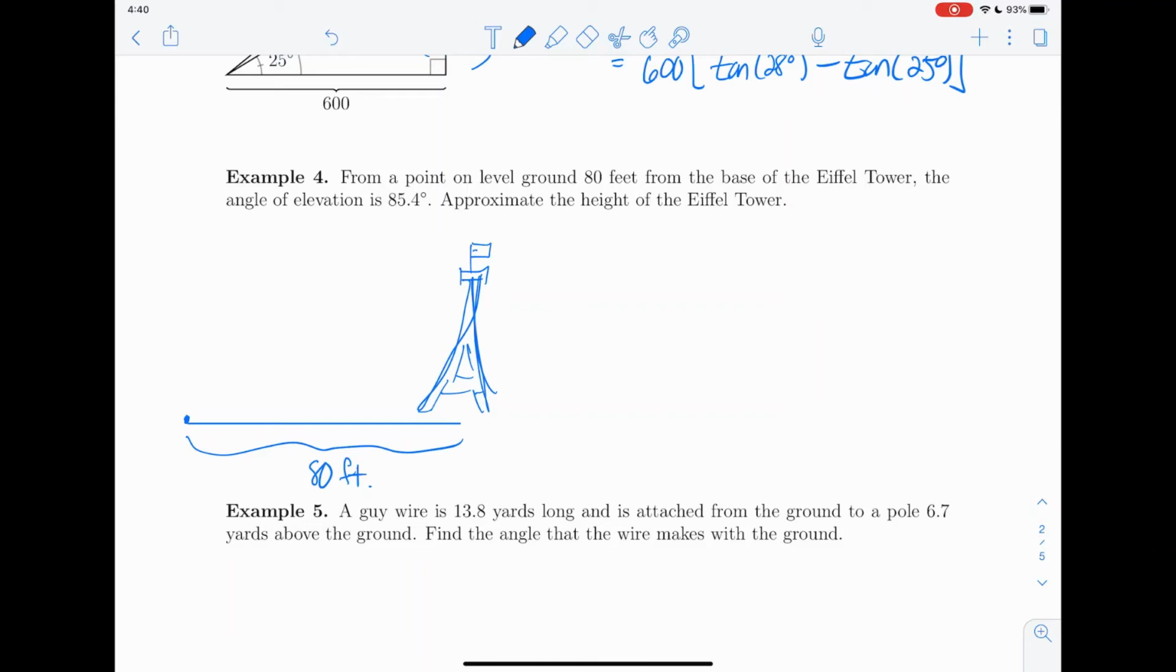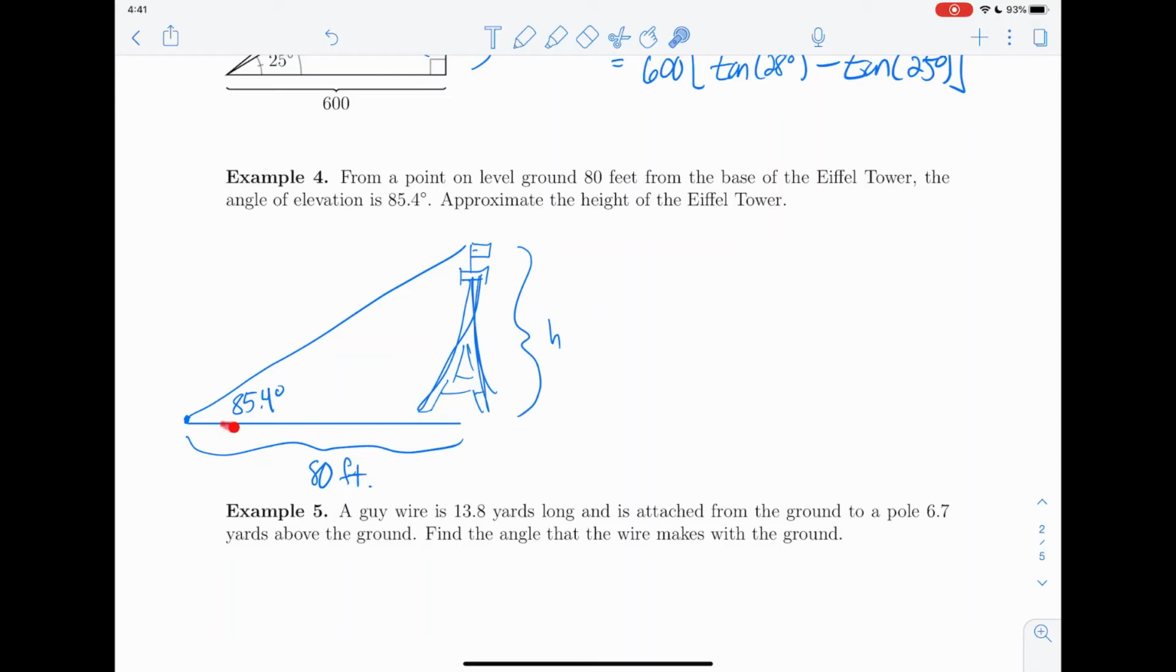We know that the angle of elevation to the top of the Eiffel Tower is 85.4 degrees. So what that means is if you start looking horizontally and then you turn your head up until you see just the top of the Eiffel Tower, you've angled your head up 85.4 degrees. So that means this angle is 85.4 degrees. And so what we'd like to do is approximate the height of the Eiffel Tower. Fortunately, we can do that.